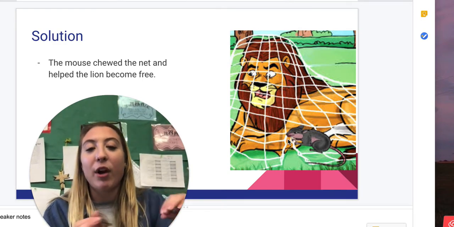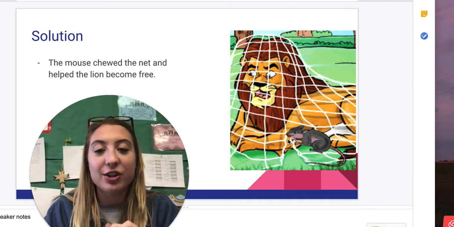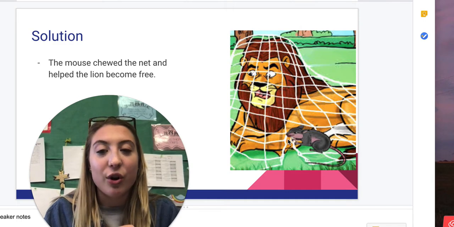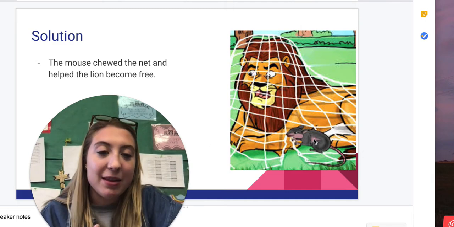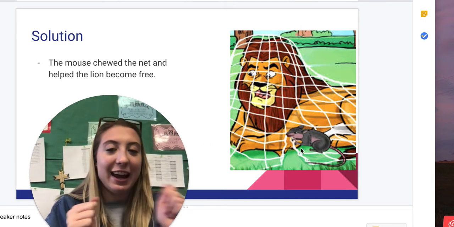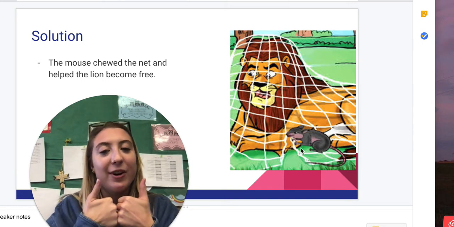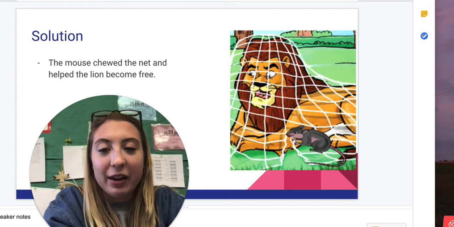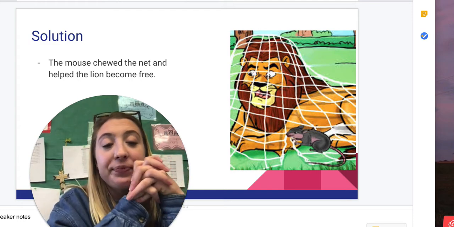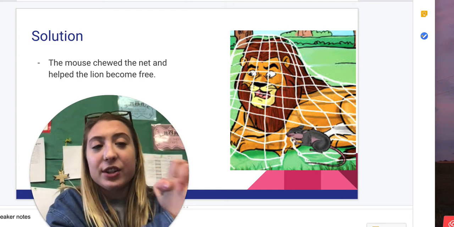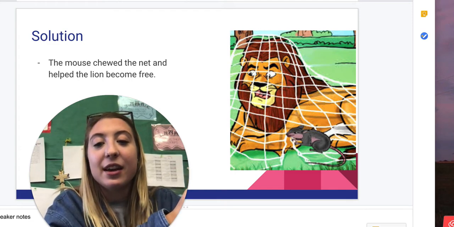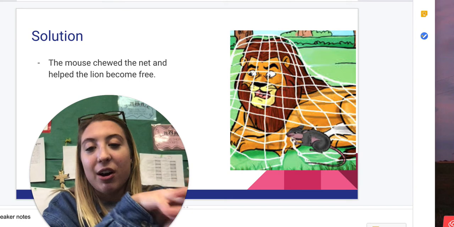And remember, our problem means our characters are going to have to get set into action. So that was our problem, and then the mouse came and chewed the net, and our problem was gone. So that's just showing all of our story elements in the story that we read. So as we go on with reading, we'll always go back to these story elements so that we can explain and talk about what we read.